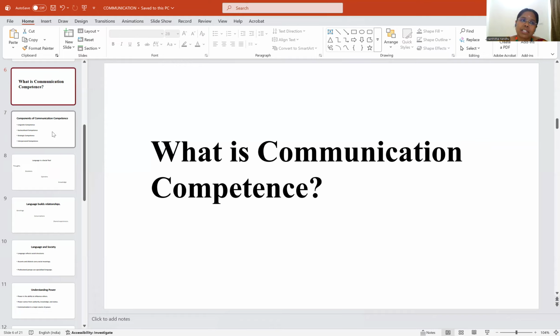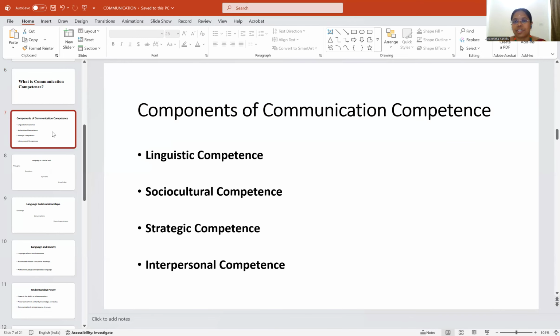Now, let's talk about the components of communication competence. There are four main components: linguistic competence, sociocultural competence, strategic competence, and interpersonal competence. What is linguistic competence? This refers to the knowledge of grammar, vocabulary, pronunciation, and sentence structure. Without linguistic competence, ideas may be misunderstood. That is why grammar, vocabulary, pronunciation, and sentence structure are important.